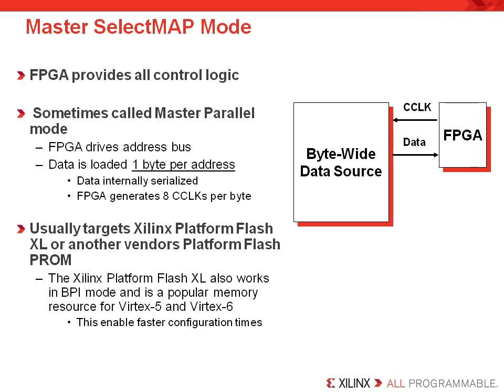Master SelectMAP, like the other master configuration schemes, has its control logic already included with the FPGA. The difference with this master configuration scheme is that it loads the configuration data 1 byte at a time, even though it is internally serialized. So this mode does not configure any faster than a serial configuration mode. Note that the Xilinx Platform Flash XL is often used with this configuration mode as the data source. The use of the Xilinx Platform Flash XL enables faster configuration times when targeting Virtex-5 and Virtex-6 FPGAs, because it supports BPI or Byte-Wide Peripheral Interface modes.